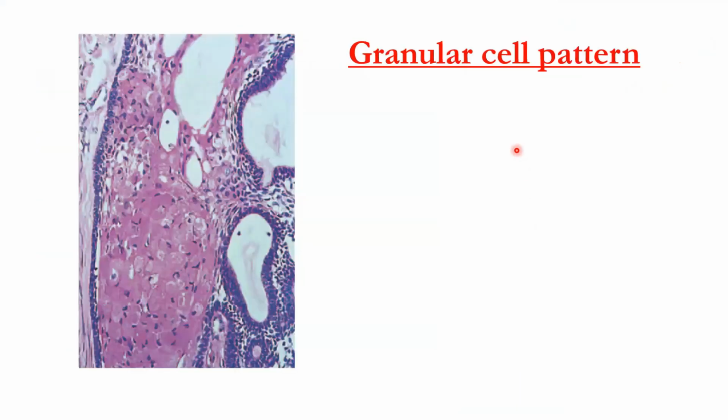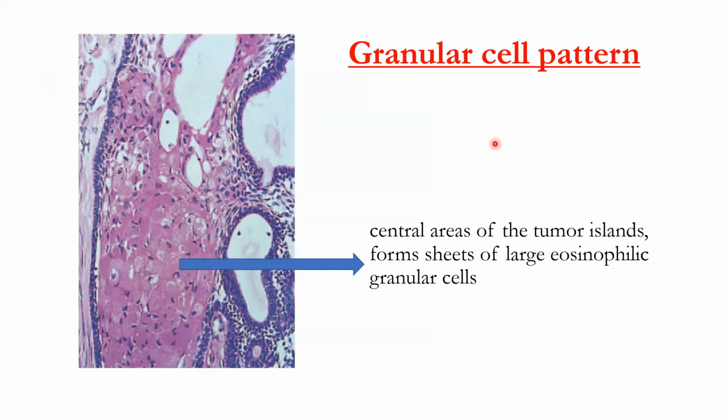The next type is the granular cell pattern. What happens is the central areas of the tumor islands form a lot of granular cells. This apparently is a result of degeneration of some of the cells in the center as well as in the periphery. That results in the formation of eosinophilic granular structures, and hence the name granular cell pattern ameloblastoma.